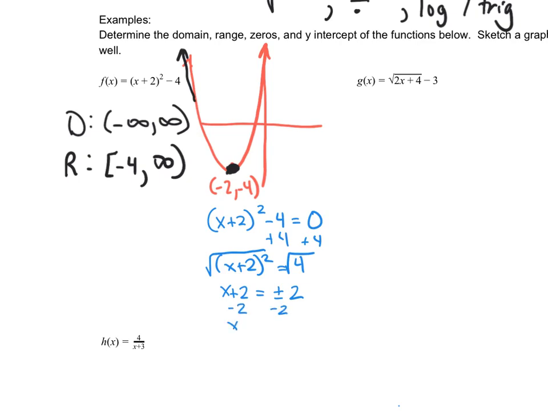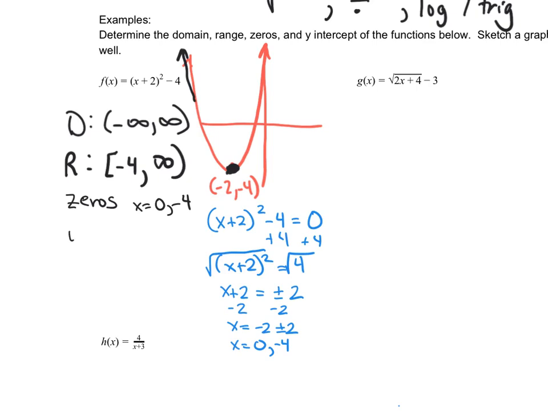Subtract 2, I get x equals negative 2 plus or minus 2. So if I do negative 2 plus 2, that's going to give me a 0. And if I do negative 2 minus 2, that's going to give me negative 4. So my zeros, which are always the hardest ones to find, are going to be x equals 0 and negative 4. So if I were to plug those into this function, I would get 0. You can check that. Plug in 0, plug in negative 4, you would get 0.